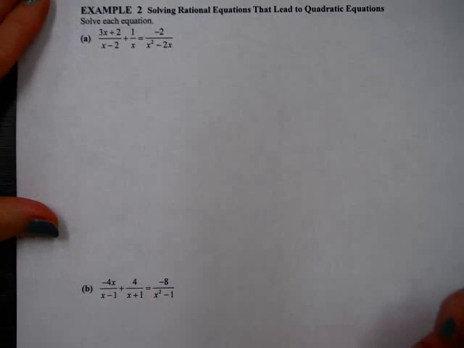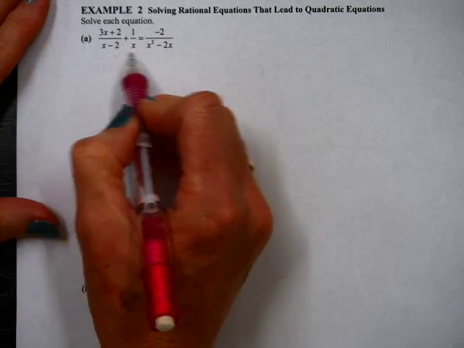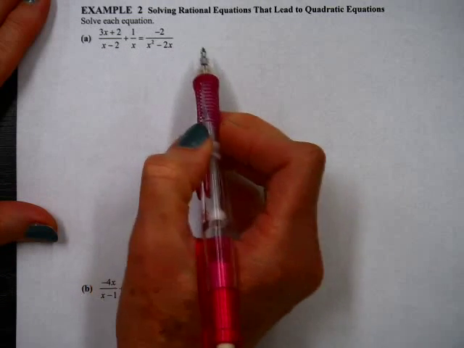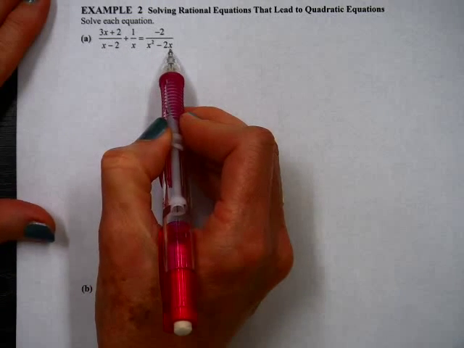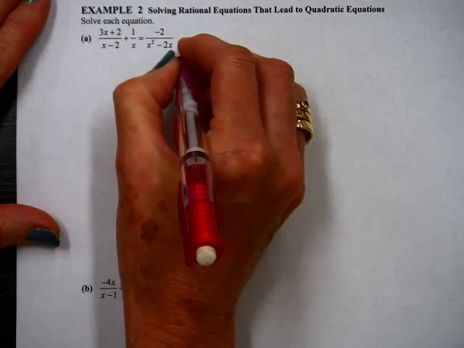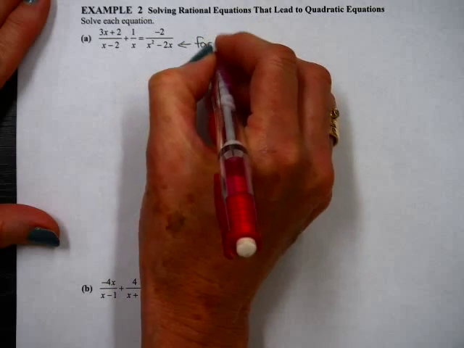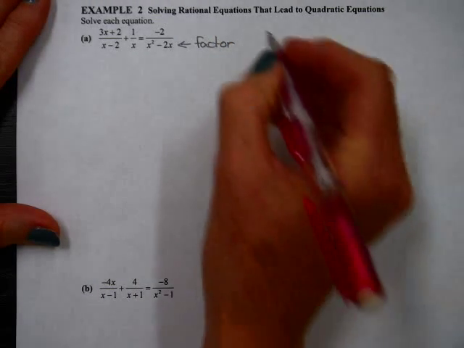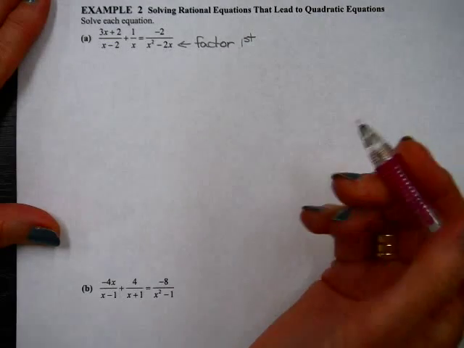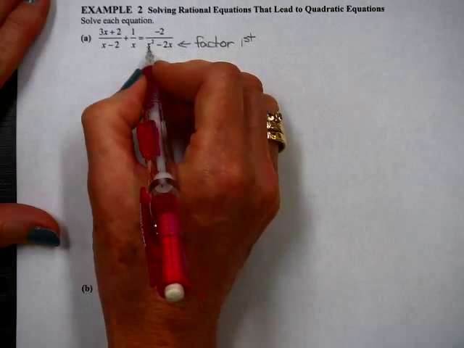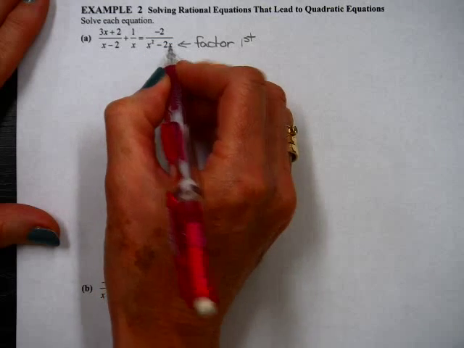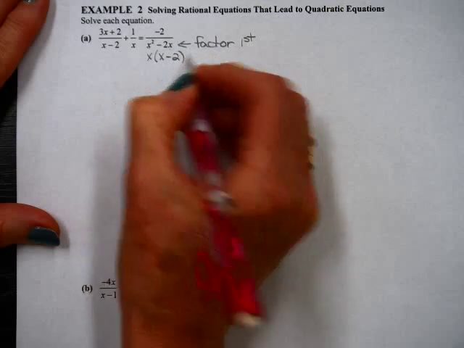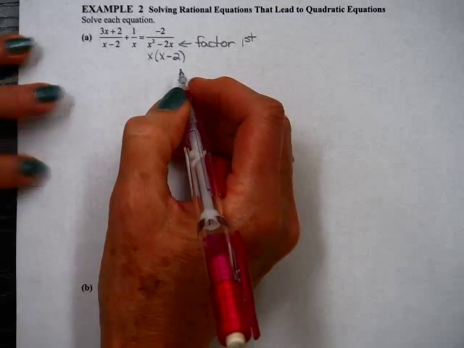Here are some more examples. We have to get common denominators, we have to get restrictions. But if you'll look at these denominators, especially this one, x squared minus 2x, this one will factor. If any of your denominators are going to factor, you've got to do that first before you look at getting a restriction and your common denominator. So when I look at this, I see a common factor of x. I'm going to pull out my common factor, and this denominator is x times x minus 2.